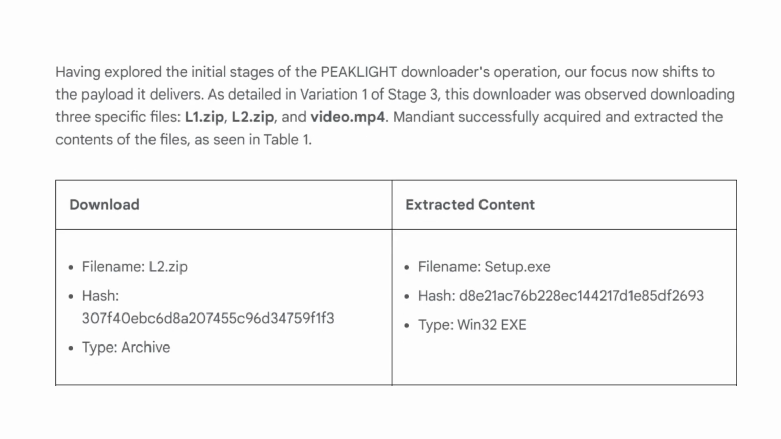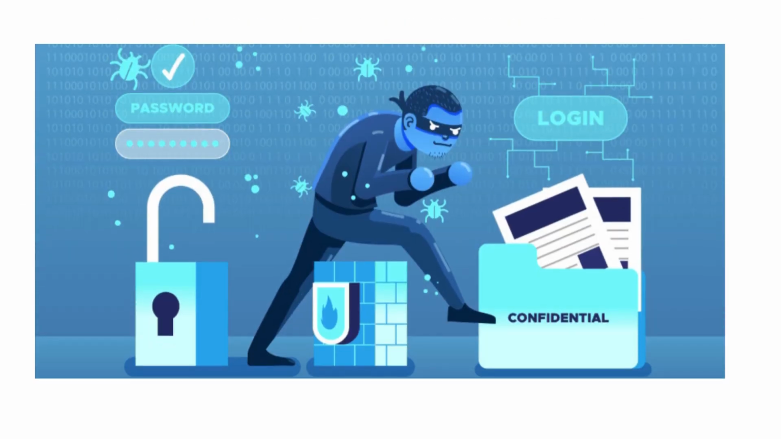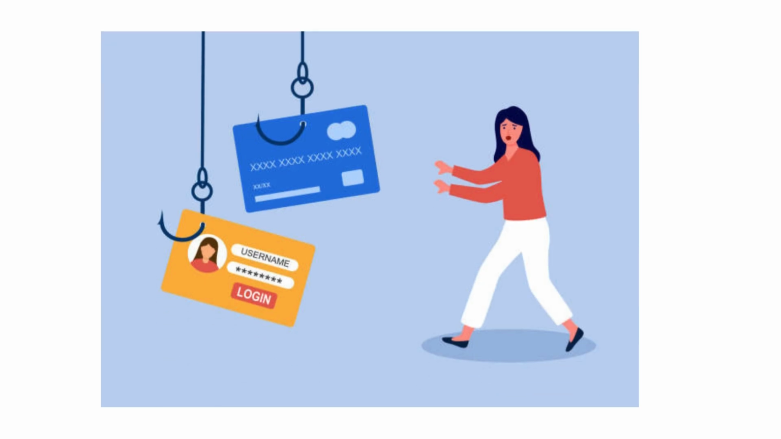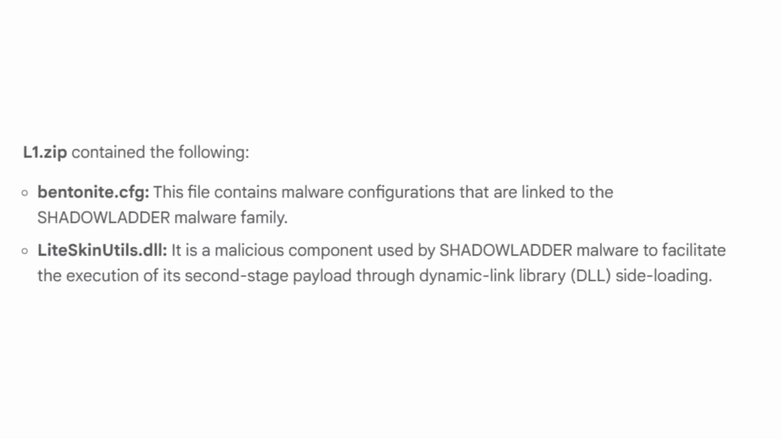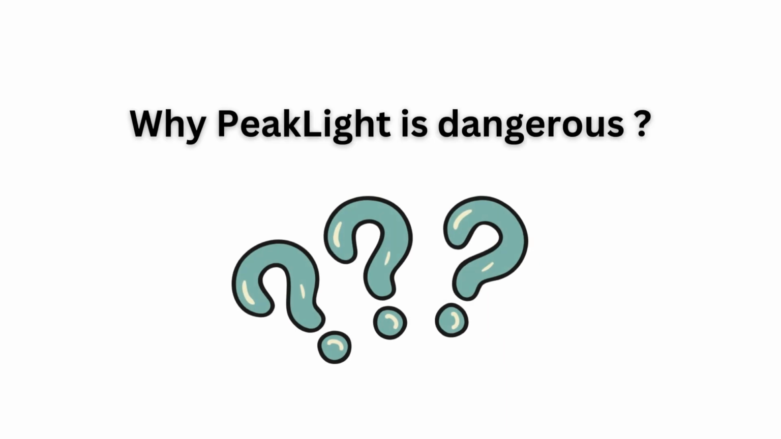Finally, we reach the last stage, the final payload. One of the zip files, L2.zip, contains a variant of the infamous Cryptbot info stealer. This malware can steal sensitive information from infected machines such as login credentials and browsing data. Meanwhile, L1.zip is linked to Shadowloader, another dangerous malware family that uses DLL side-loading to execute its second stage payload. So, what makes PeakLight truly dangerous?